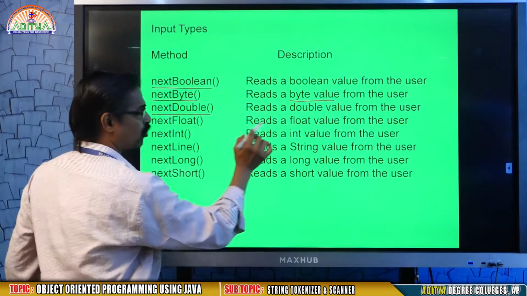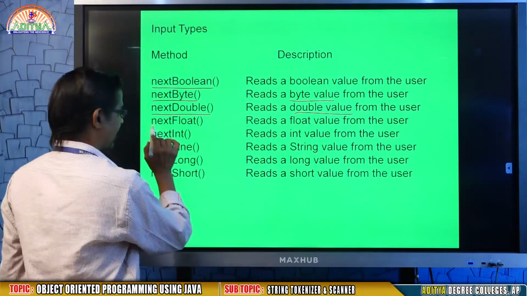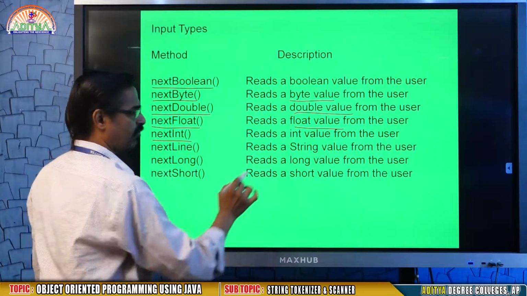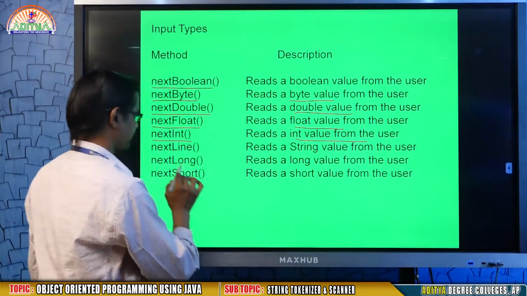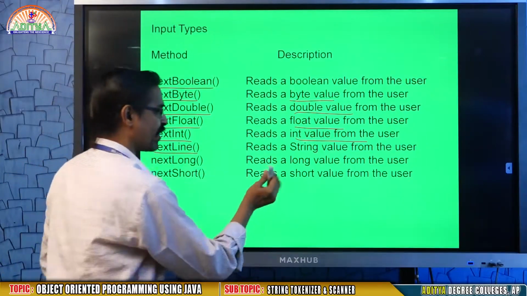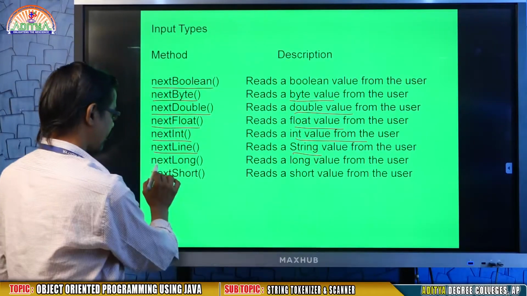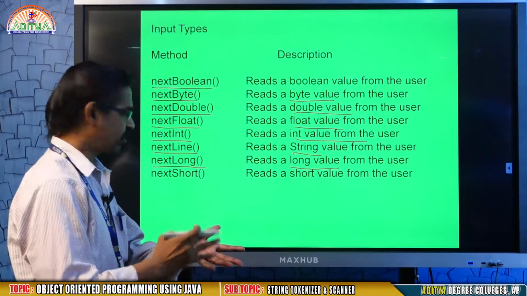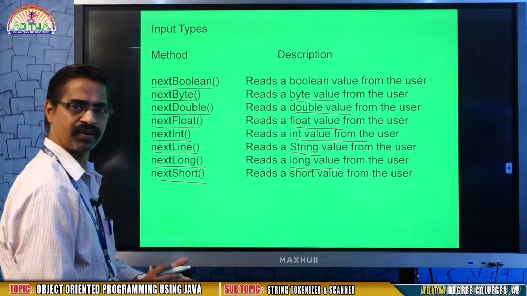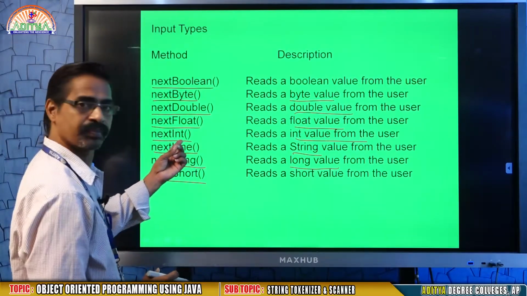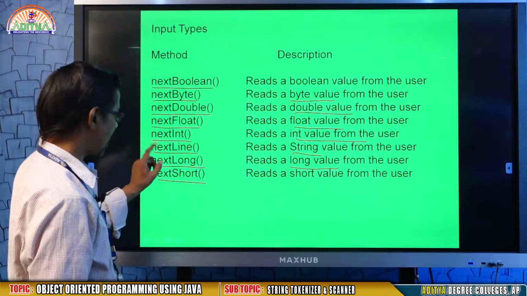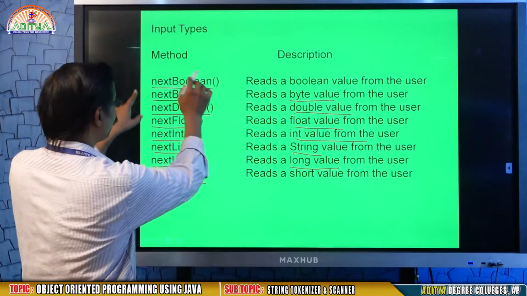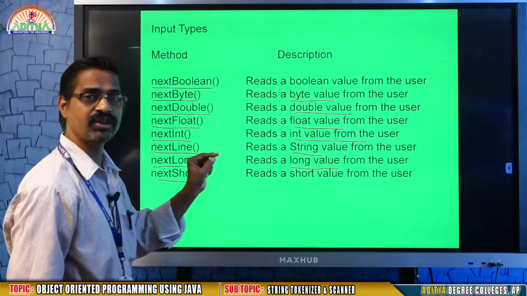nextDouble allows you to read a double value from the keyboard. nextFloat will read a float value from the user. nextInt will read an integer value from the user. nextLine will read a string value. nextLong reads a long value. If you want, you may write nextShort, or integer, or long, or float, or double, or boolean, or byte. You are going to use the following methods along with Scanner.